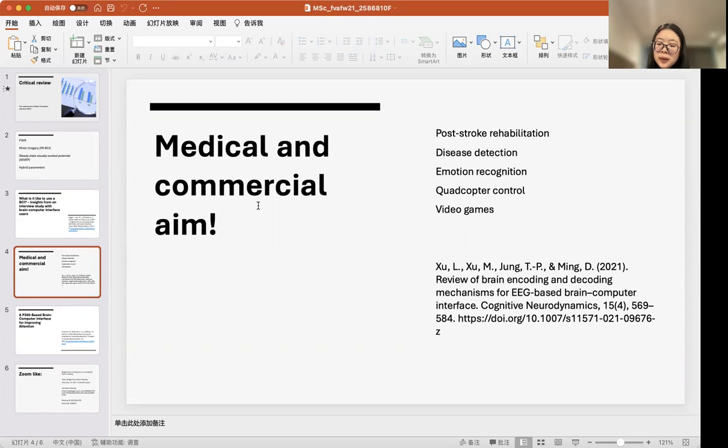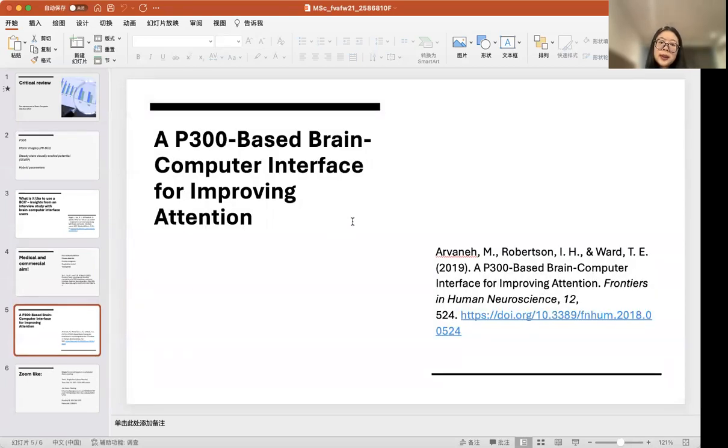People use EEG, the measuring tool, to record their brain activities and output the signals into the computer, and then the computer will transfer the signals into electric machines to help people do their intentional activities. And the second article is named P300 based brain-computer interface for improved attention.